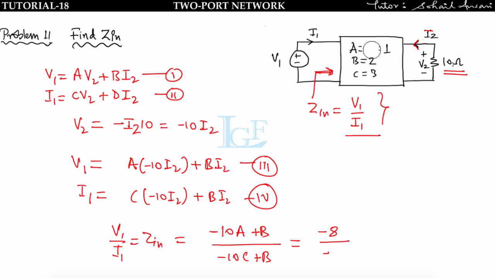Sorry, this is not A is equal to C is equal to 1, this is A is equal to 1, and that is equal to D. Because I1 is equal to CV2 plus DI2, so this will be D. So put the value of A, B, C, D here, you will get minus 10 A, that is 1, plus B, that is 2, minus 10 plus 2, that is minus 8, and minus 10 C, that is minus 30, plus D is equal to 1. So finally I will get 8 by 29.